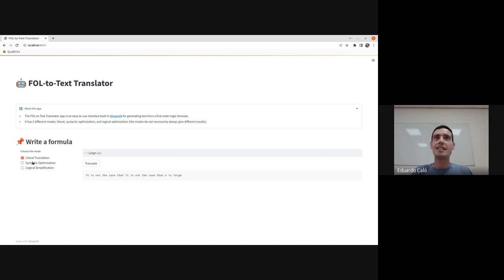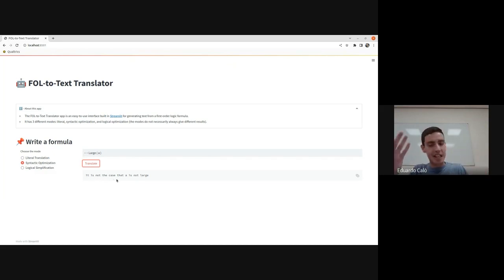Then, if you go with a syntactic optimization of this formula, which is run the system, what you get is: the first one is kept still, it is not the case that. But the second negation is injected inside. So you perform a negation directly, syntactically, inside the verb phrase, and you get it is not the case that A is not large.